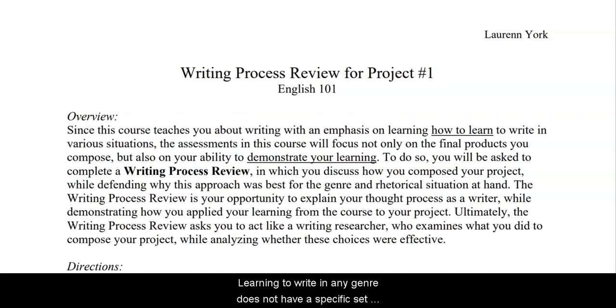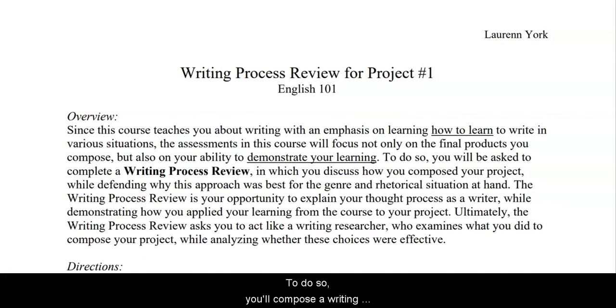Learning to write in any genre does not have a specific set of rules that you can acquire and then implement in any situation. As you begin to write in a new or unfamiliar genre, you'll analyze the conventions of that specific genre along with the expectations of the rhetorical situation. Because of this, I'll base your grade in this course partially on how well you demonstrate or articulate your learning process. Since the focus of this course is not to teach you to write the perfect standard essay that you may be familiar with, but instead to show you ways to learn about writing in different genres, it makes most sense to then evaluate your learning progress throughout the semester.